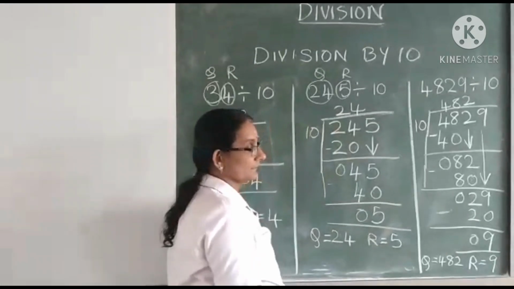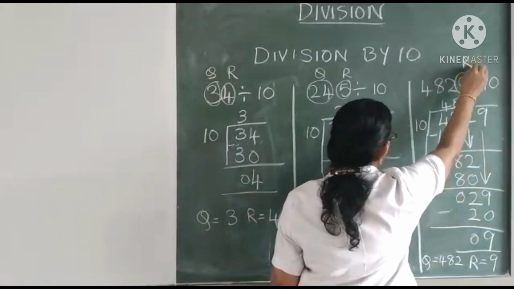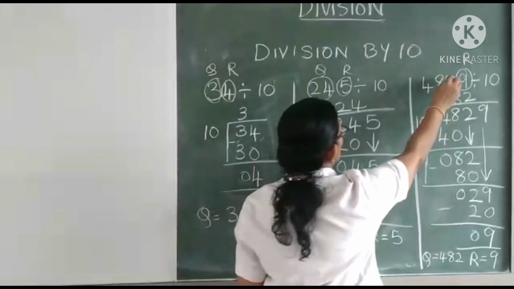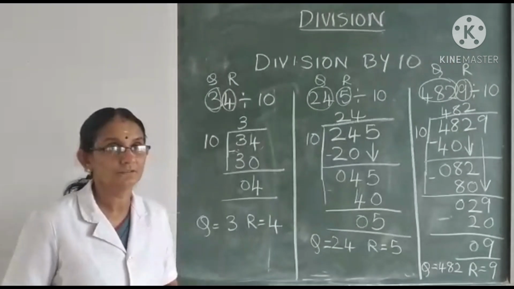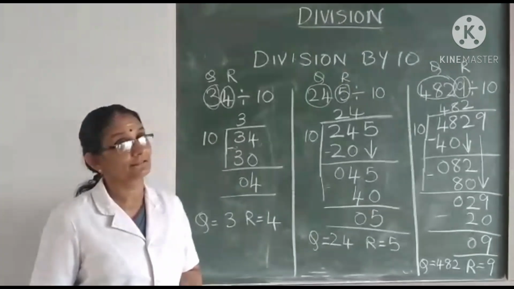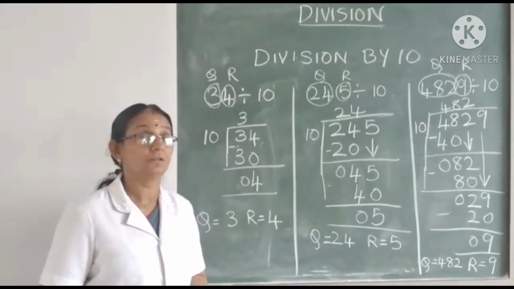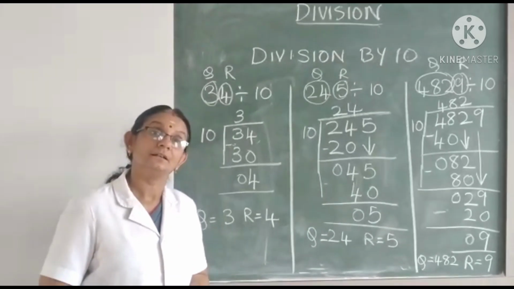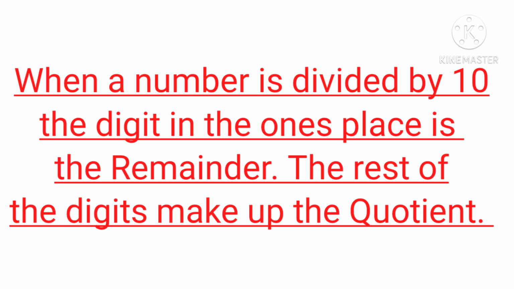Isn't it? Now let us see the third example. Now look, the remainder is 9 here. So you have the remainder is 9 and the quotient is 482. So children, we can see in all the three cases that the digit in the ones place is the remainder, and all the other digits form the quotient. Okay. When a number is divided by 10, the digit in the ones place is the remainder. The rest of the digits make up the quotient.